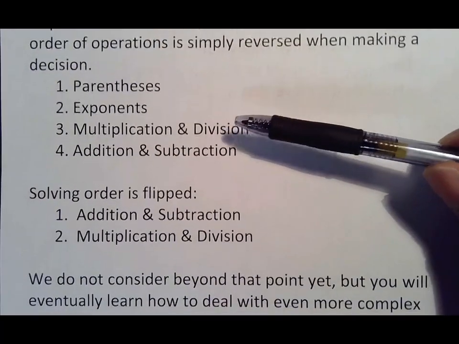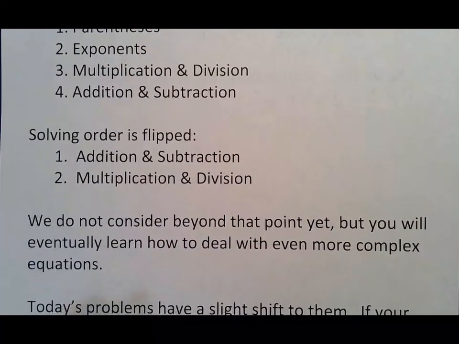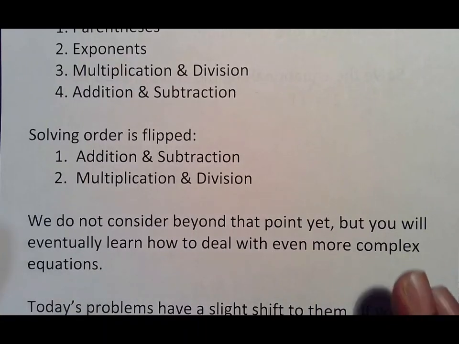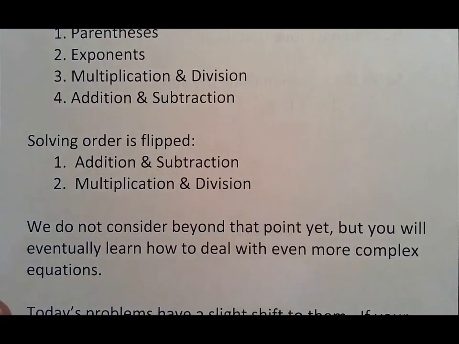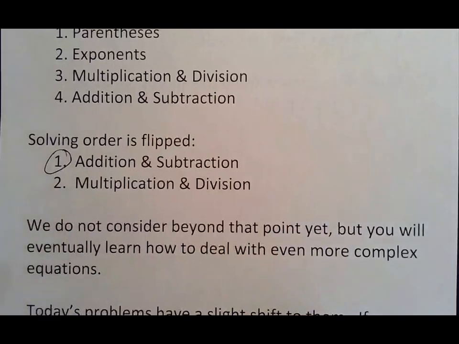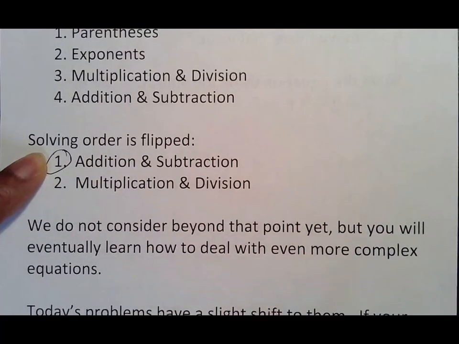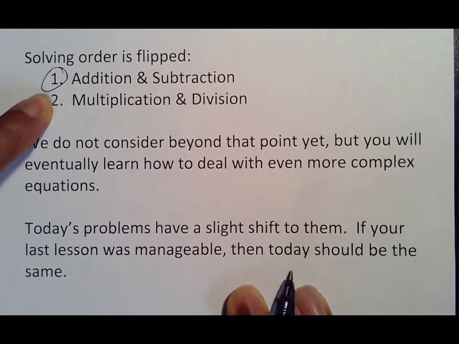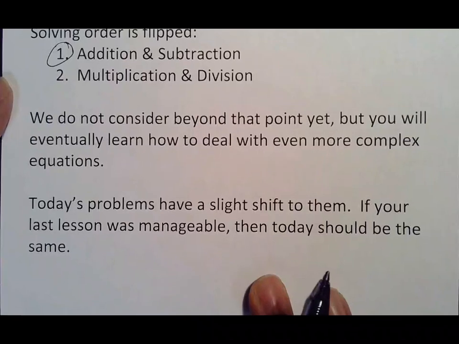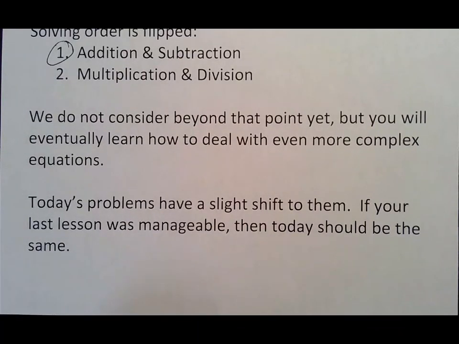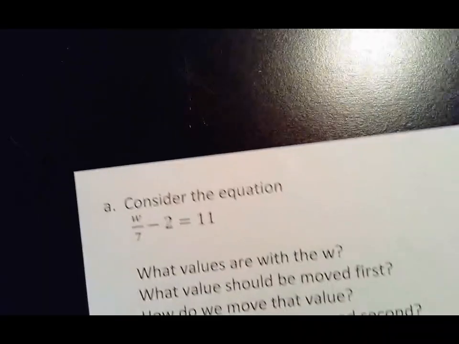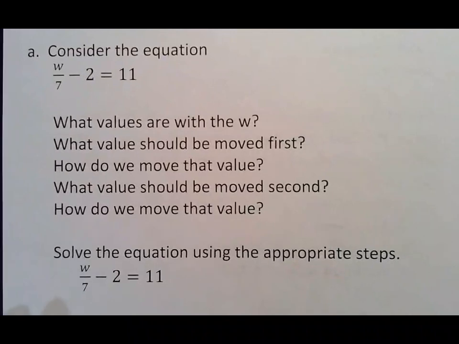We don't really get into exponents and parentheses in solving, but you will eventually learn how to deal with more complex equations. The key thing for you to know right now is that the very first thing you should be getting rid of in your two-step equations is your addition subtraction part, and then your multiplication division part. As long as you've got that down, this really isn't so bad to work with. Today's problems have a slight shift. If your last lesson was manageable, then today should be the same. It's just a slight change.